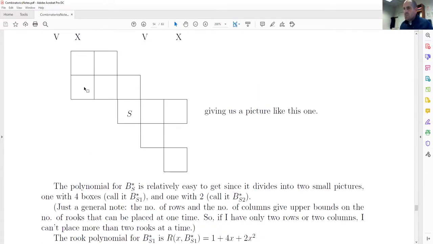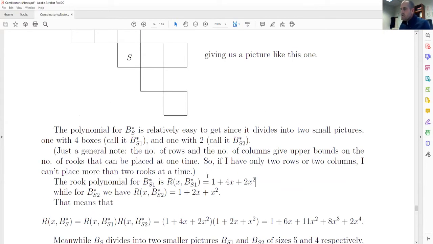Well, I either place a rook in the upper left square and one in the lower right, or one in the lower left and the upper right. That's the only 2 options, which is why this is 1 plus 4x plus 2x squared. Okay, 4 ways to place 1 rook, 1 way to place no rooks, 2 ways to place 2 rooks.